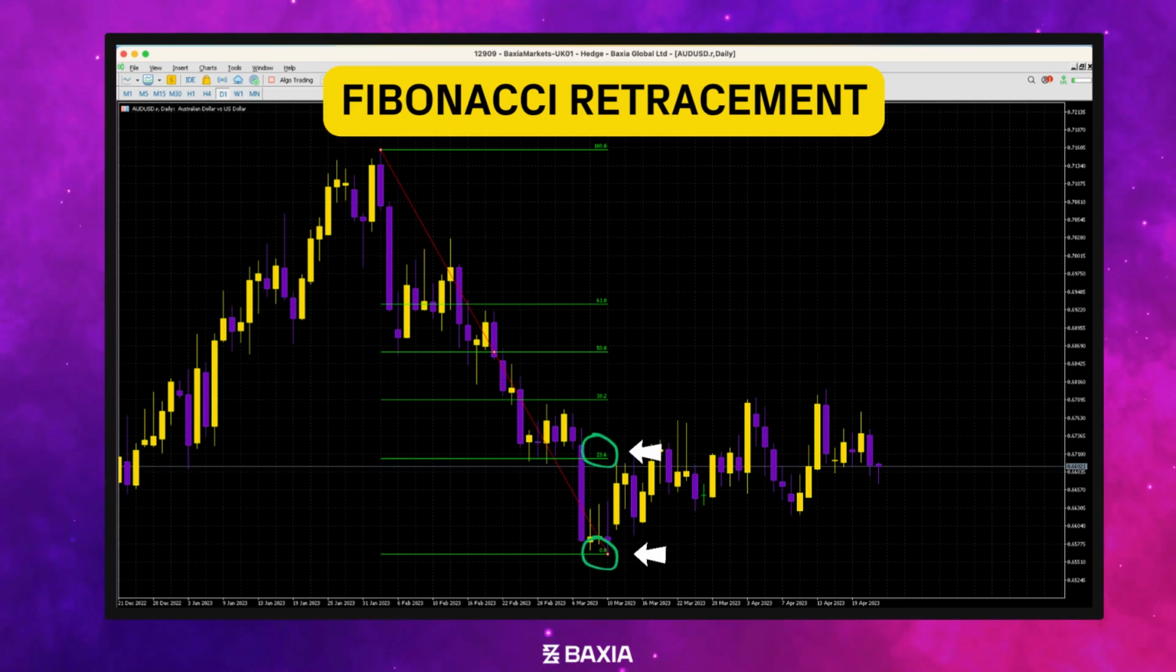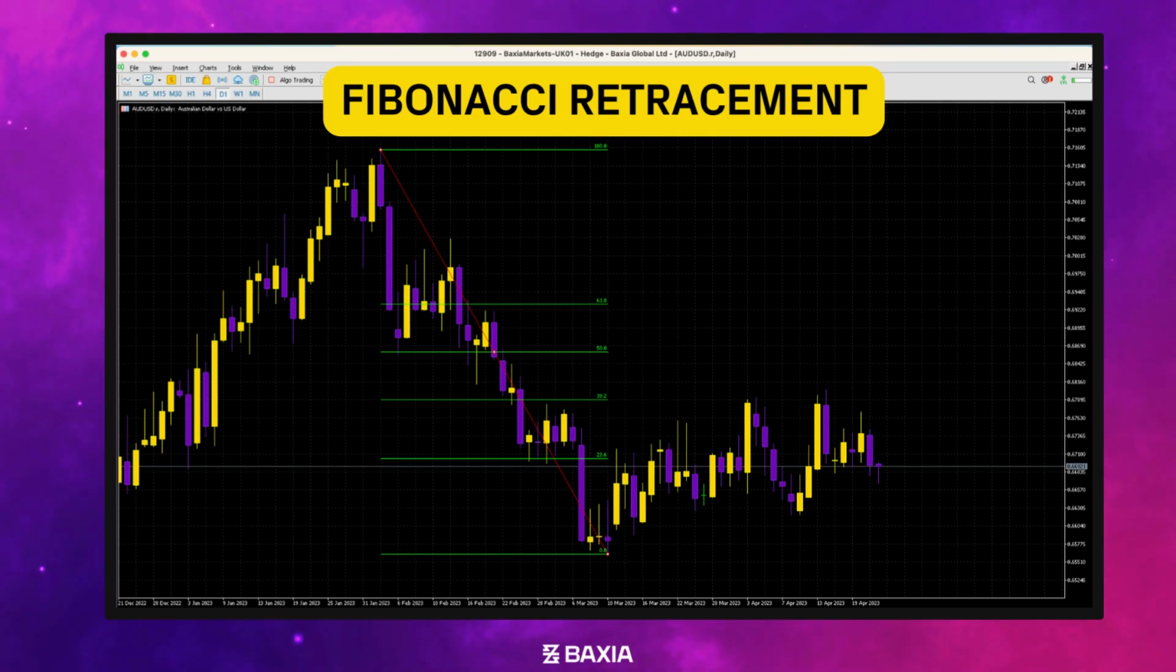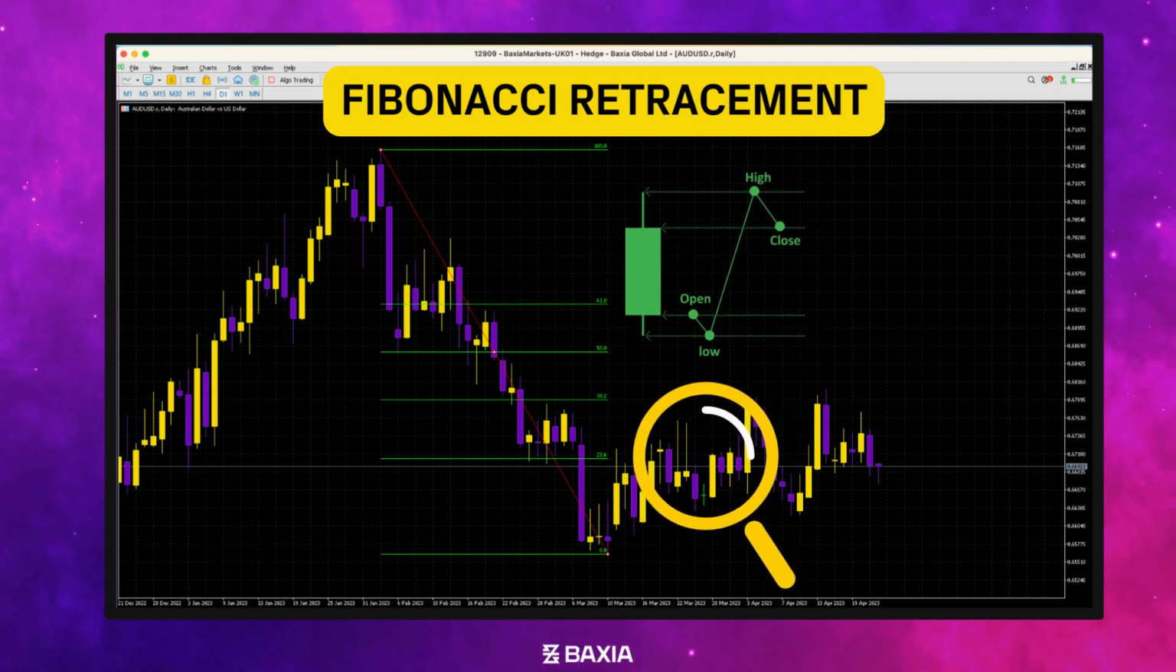0.0%, 23.6%, 38.2%, 50%, 61.8%, and 100%. Thus, you can see that applying these percentages to the difference between the high and low price for the period creates the set of price objectives to watch.